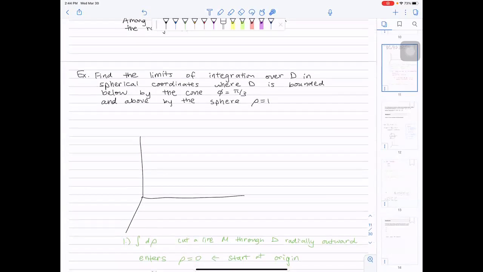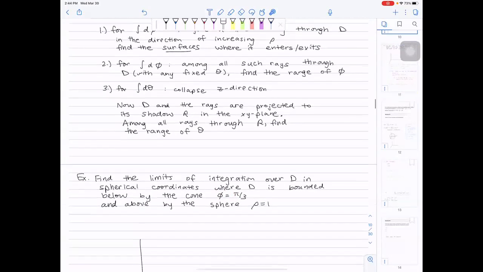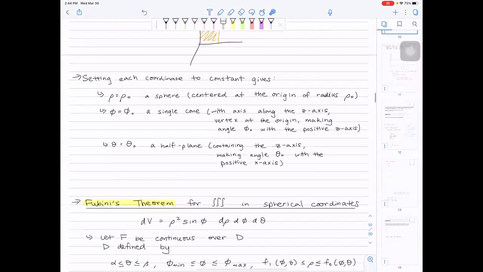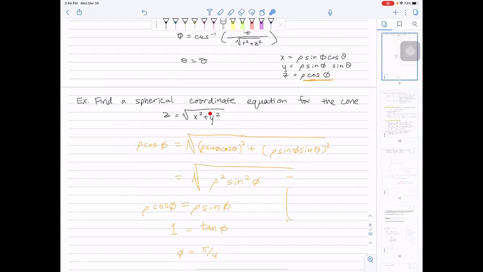So what should my bounds for rho be? Rho, you want to imagine a line cutting through your region in the direction of increasing rho. How do we know that it's centered at the origin? Because we saw above that phi equals pi/4 was equal to this equation, right? And if you graph z equals square root of x squared plus y squared, it's centered at the origin.